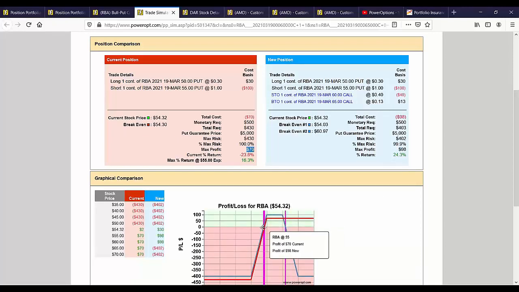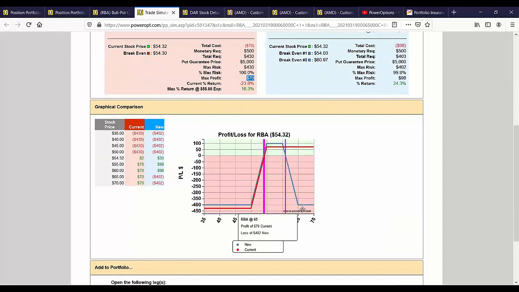That's true. But right now, Roger, it's still so far underwater, meaning it's below my short put strike price, that I need it to jump back up to get back to break even. And that's a little bit risky. This is a little bit risky adjustment.